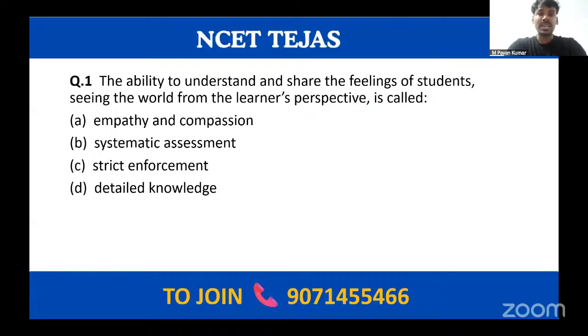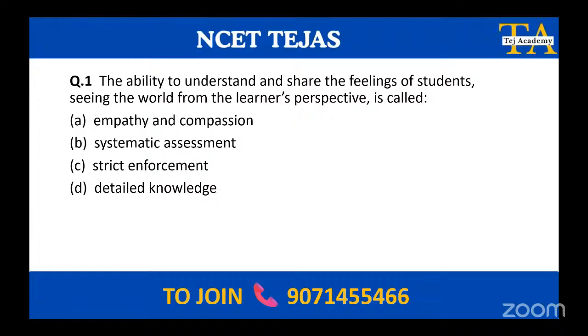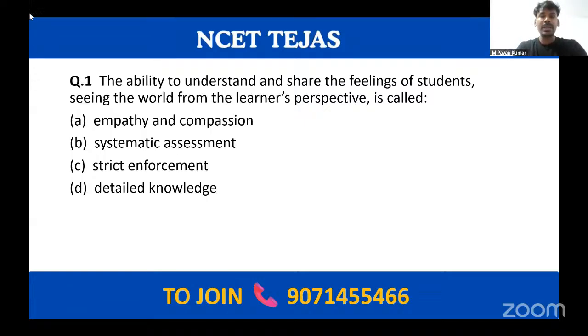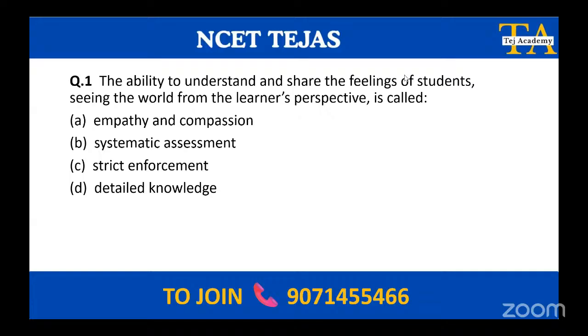The question is asking about the ability of a teacher to understand and share feelings of students and to be able to see the world from their perspective, from their eyes. So what is it called? Option A, sir. Shailaja says option A, empathy and compassion. In the chat box also, Rajata says the same. It's option A, empathy and compassion. What about others? Gayatri says A.